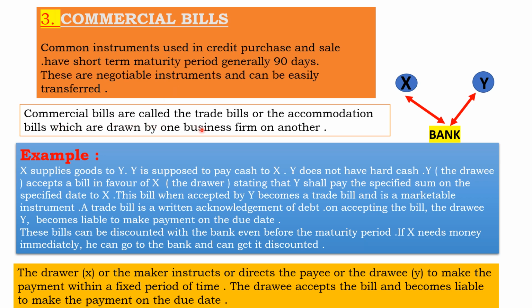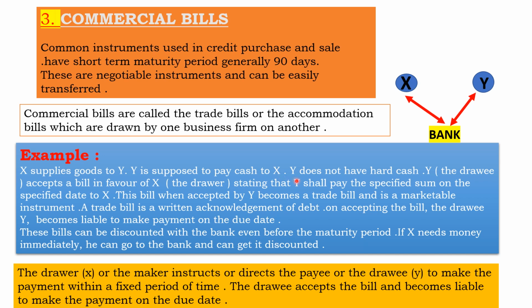What are commercial bills? They are called trade bills or accommodation bills, which are drawn by one business firm on another. This line will be made very clear with this example. Suppose Mr. X supplies goods to Y. So they are in trade. Mr. X supplies goods to Y and Mr. Y pays the money in cash. Over. Again Mr. X supplies goods to Y and Mr. Y pays the cash. Over. Y is supposed to pay cash to X. This is how the trade is dealt with.